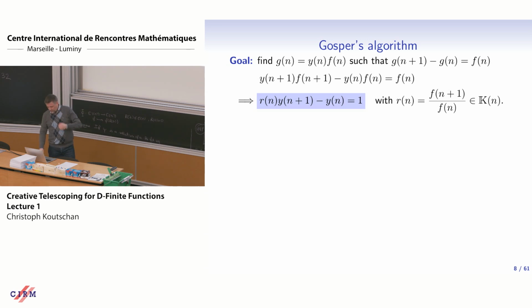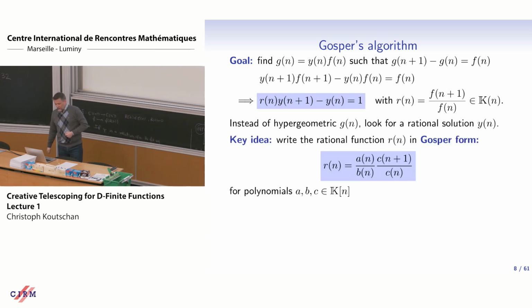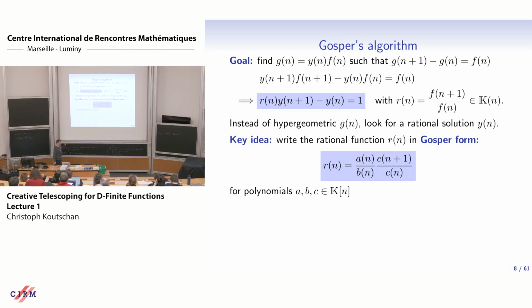But Gosper actually did a bit more. He thought about how to solve this equation. So as I said, we have now simplified the problem from computing a hypergeometric term to computing a rational function. And so the key idea in Gosper's algorithm is to write the certificate of f. So the certificate is this rational function that is given as the quotient of f of n plus 1 divided by f of n, to rewrite this in a very special form.